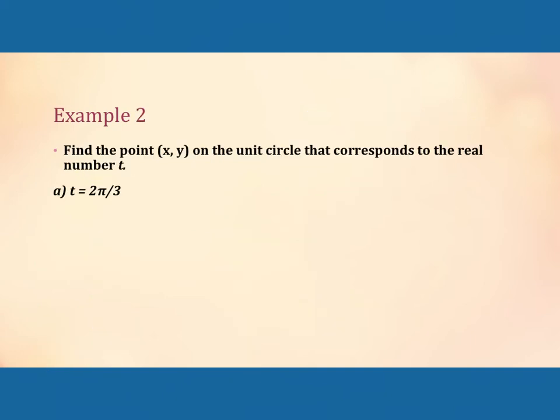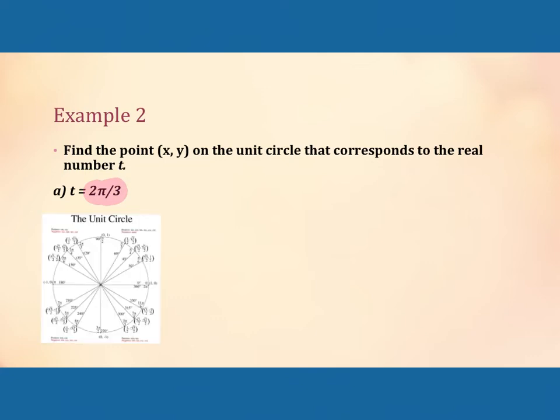Example 2 takes it one step further. Now it says find the point x, y on the unit circle that corresponds to the real number t. So if t is my angle and it's 2 pi over 3, now if we've learned our unit circle, which we know looks like this, and we locate 2 pi over 3, which is here, I'm going to get that the coordinate point is negative 1/2 and root 3 over 2.